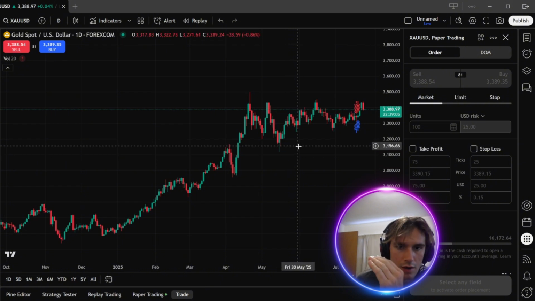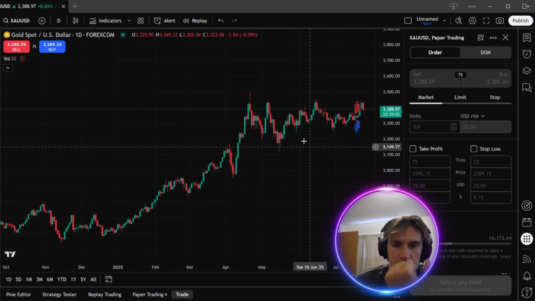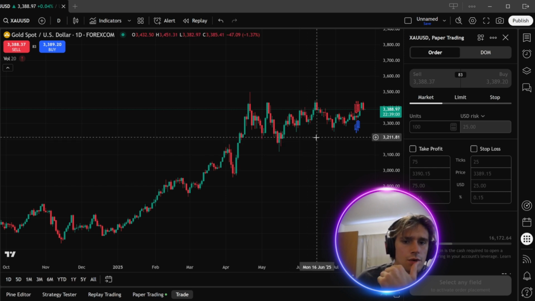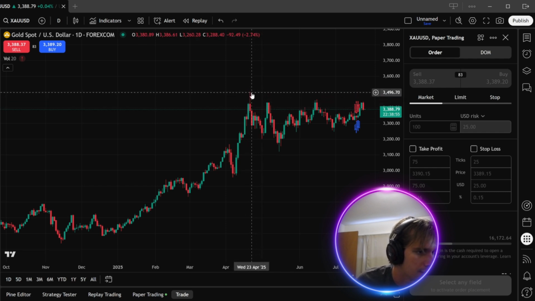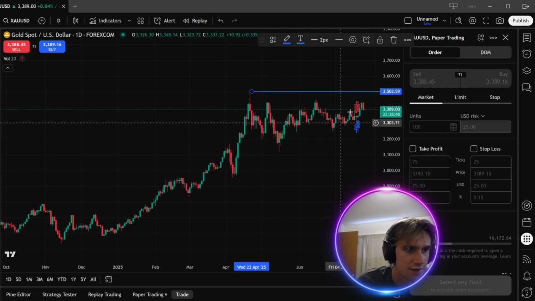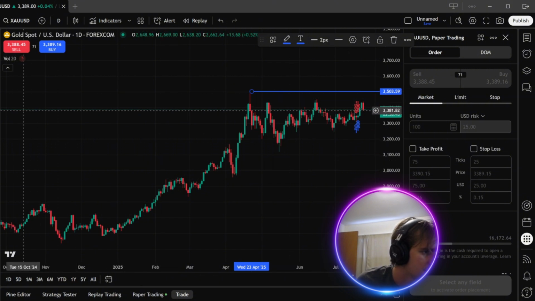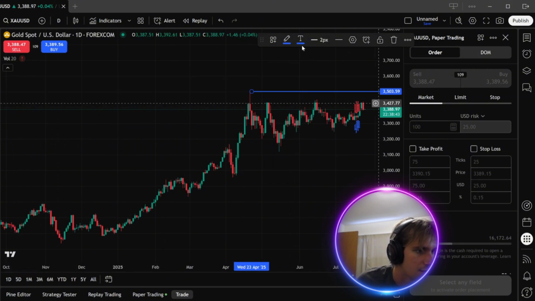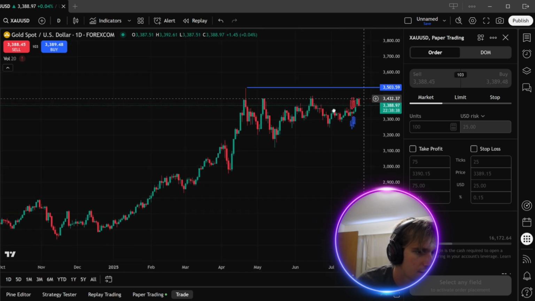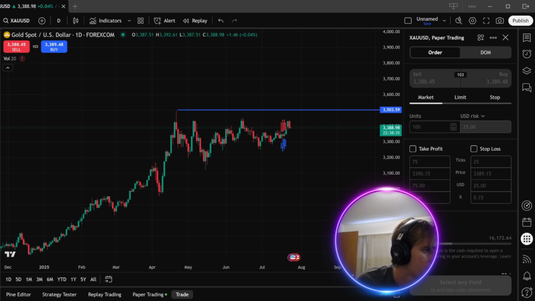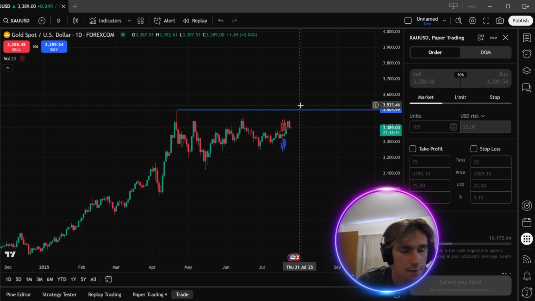it's signified by a high or a low, a higher high or a higher low. So let's say we hit this high right here. Let's draw a little thing right here. We haven't hit this high yet, but let's say we do. Let's say we come up, hit this high, break this high.